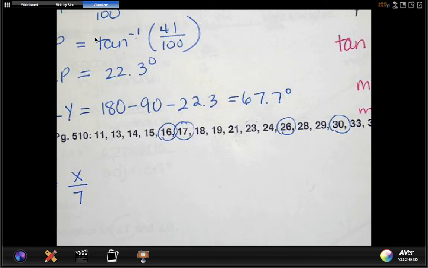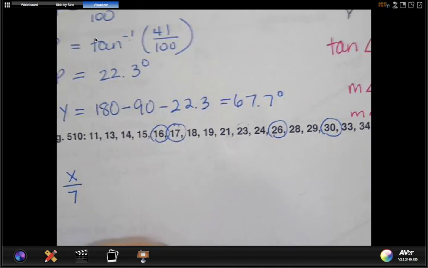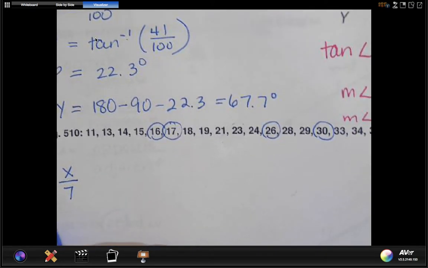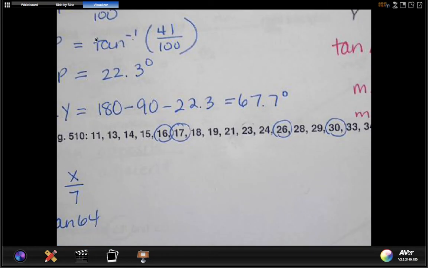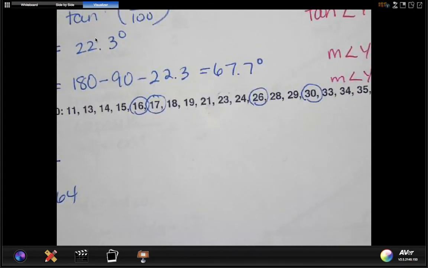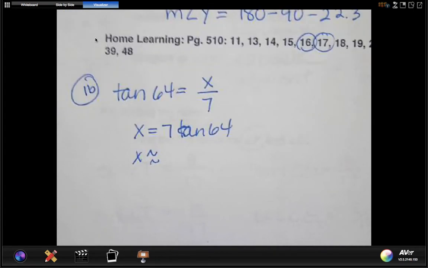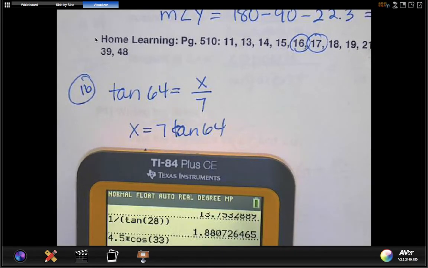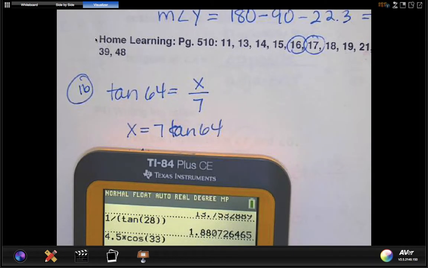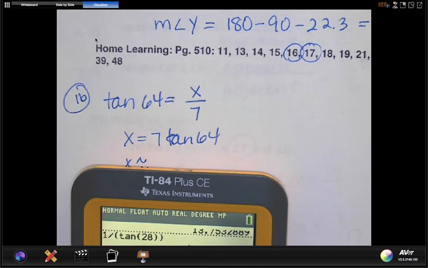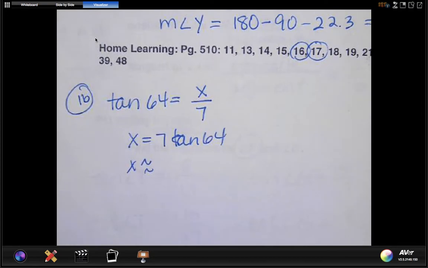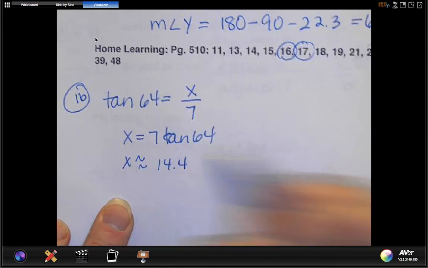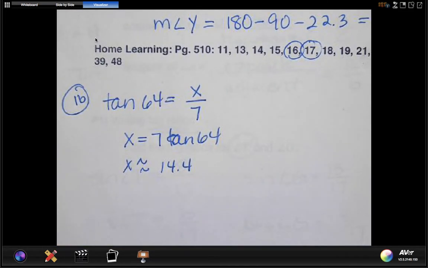Again, I would type this in the calculator. So x is going to be equal to 7 times the tangent of 64. These ones say round to the nearest tenth. So in my calculator, I'm going to have 7 times the tangent of 64. So I get 14.4 approximately. Okay? All right, 17.